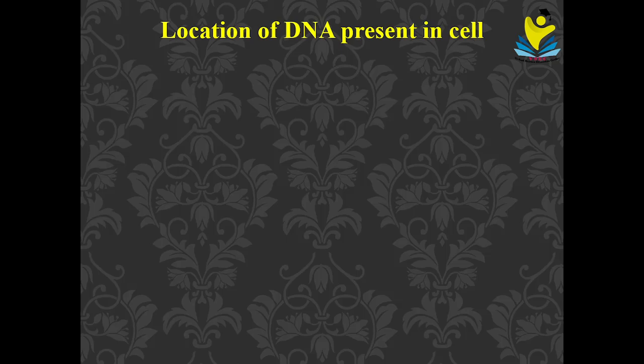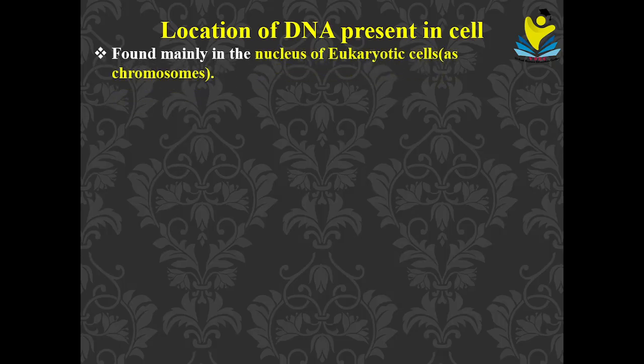Okay, now we discuss the location of DNA in the cell. It is found mainly in the nucleus of eukaryotic cells, where it can be seen as chromosomes. It is also present in mitochondria and chloroplasts, in small amounts without a protein cover. Okay, let's go to the next slide.